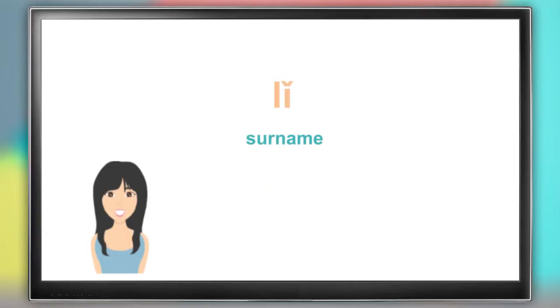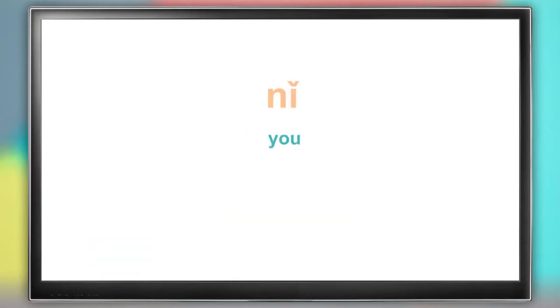My best friend's last name is Li, with the 3rd tone, Li. It's a common surname in China. And do you remember how to say you in Chinese? It's ni, also a 3rd tone, ni. Good.